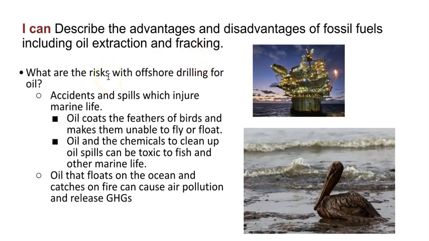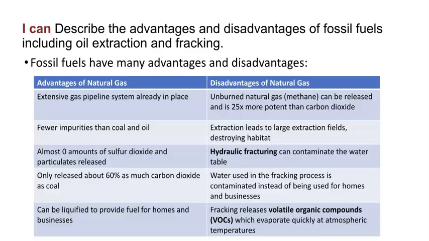So offshore oil drills, there could be accidents and spills which injure marine life. Specifically, oil coats the feathers of birds, making them unable to fly or float, which means they can't feed or hunt and they starve to death. Oil and the chemicals used to clean up the oil can be directly toxic and kill fish and other marine life. Oil that floats on the ocean and catches on fire can cause air pollution and release greenhouse gases.